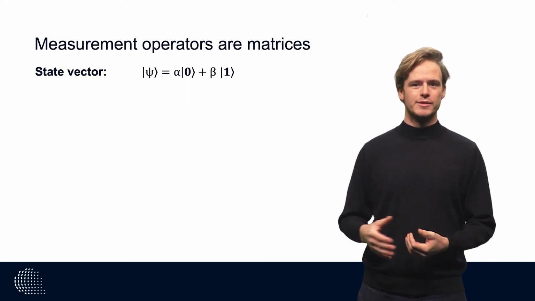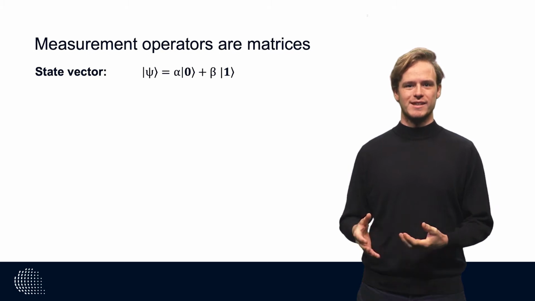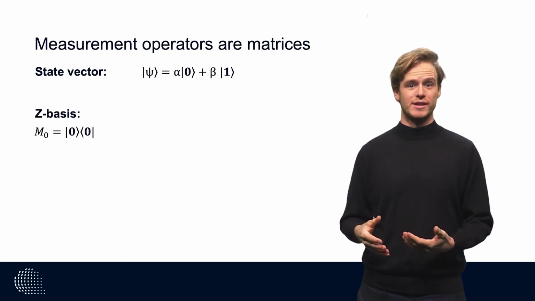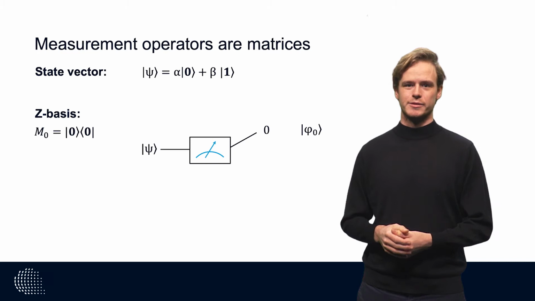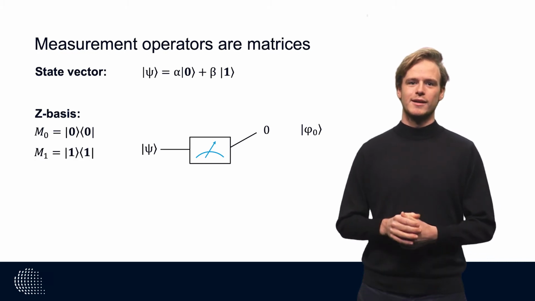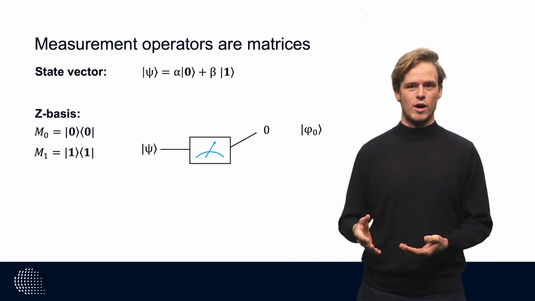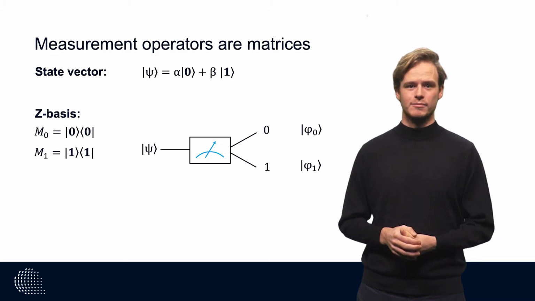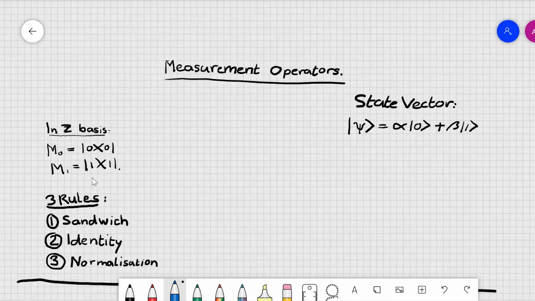As a preview, the measurement operators for the z-basis are M0 is |0⟩⟨0|, corresponding to the 0 measurement outcome, and M1 is |1⟩⟨1|, corresponding to the 1 outcome. Now you will quite often see this kind of notation, and I was quite confused about this when I first learned about quantum mechanics. But it really just means a multiplication of a ket with a bra, but then written down in a lazy way.